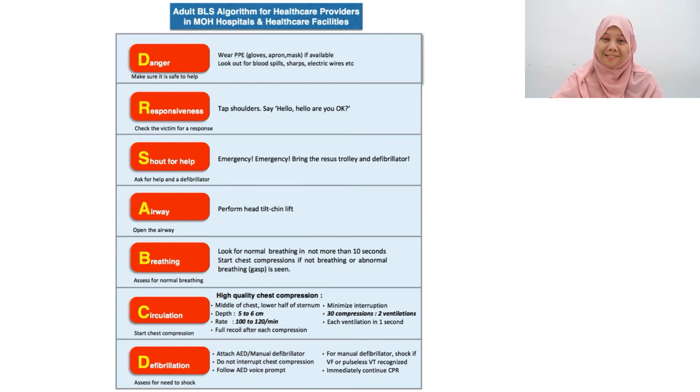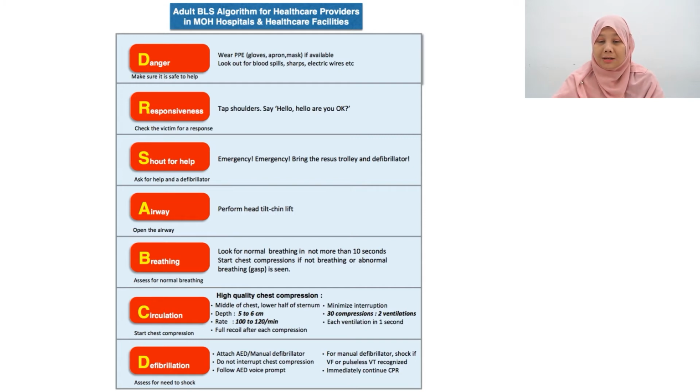This is the adult basic life support algorithm for healthcare providers in Ministry of Health hospitals and healthcare facilities. For adult basic life support, the sequence of steps for the initial assessment and treatment of the unresponsive victim is as below. If the patient is unresponsive with abnormal or absent breathing, it is reasonable for the emergency dispatcher to assume that the patient is in cardiac arrest.